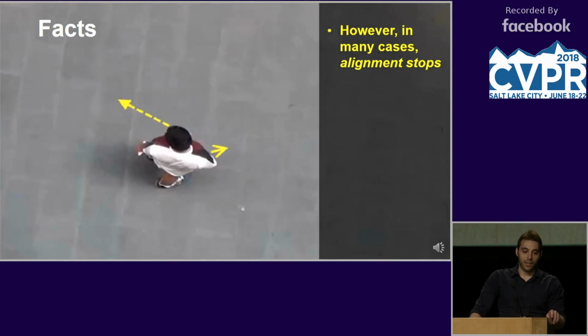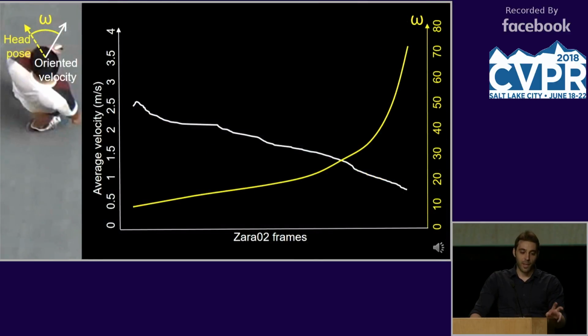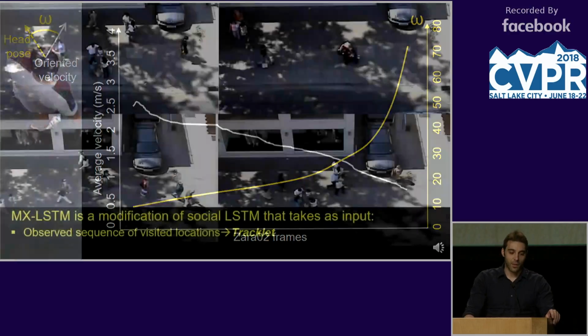The idea here is that head pose might be really helpful for trajectory forecasting, especially at low velocities. These considerations have been confirmed by the data. In the graph here, you can see that the yellow curve represents the average angle omega between the head pose direction and the oriented velocity, and the white curve represents the average velocities in the Zara-2 dataset. As can be seen, once the angle increases, the velocities get slower.